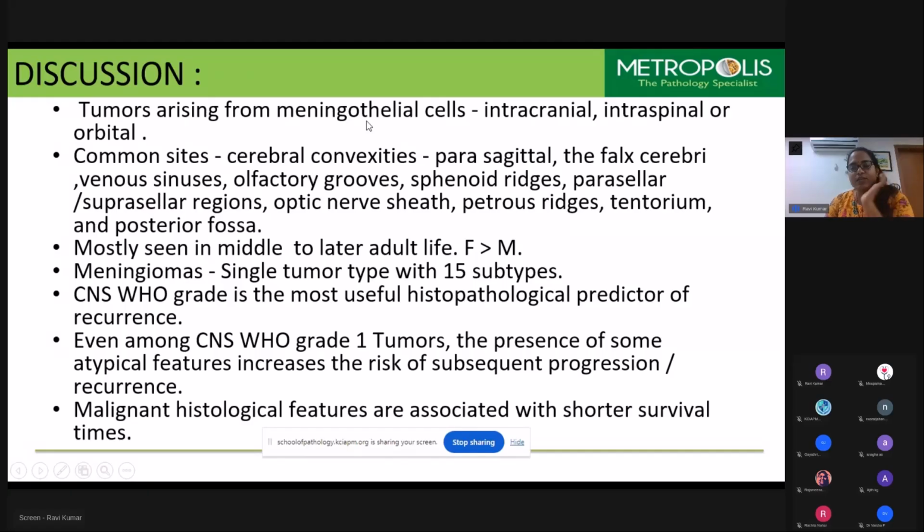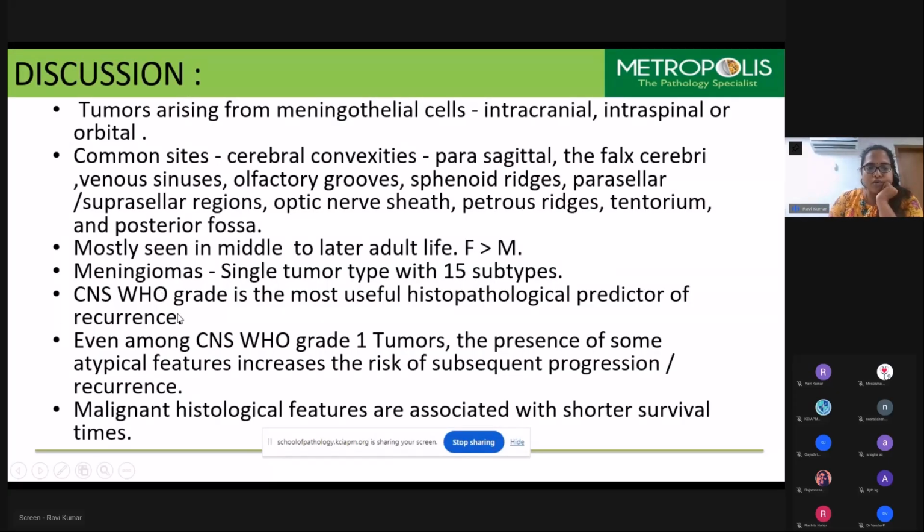Coming to the discussion part, meningiomas are tumors that arise from meningothelial cells. They can be intracranial, intraspinal, or orbital. The common sites are the cerebral convexities, and in our case, the site was the falx cerebri, which is one of the commonest sites, mostly seen in middle to later adult life. It's a single tumor type with about 15 morphological subtypes.